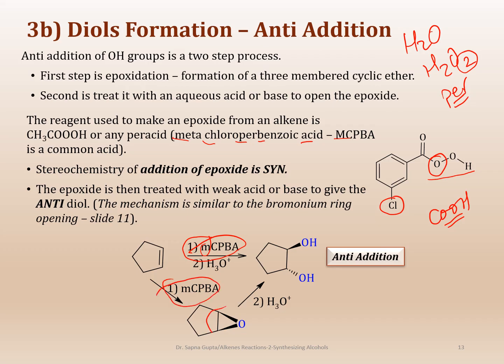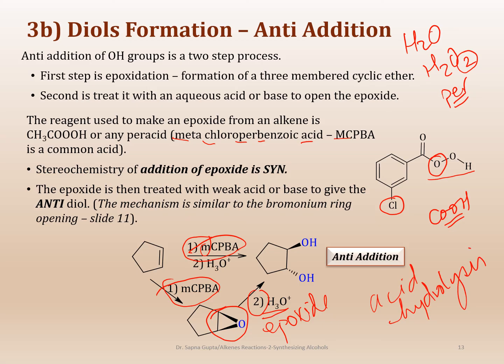MCPBA will actually give you an epoxide. An epoxide is an ether. It's a very specific ether, which is a 3-membered ring. Because we have to still learn about ethers in the future, this is going to come up again. So in any case, you make an epoxide, and once that epoxide is made, then the second step is that you treat it with acid water. This is called acid hydrolysis. So acid hydrolysis then is going to give you this diol. And this is anti-addition.